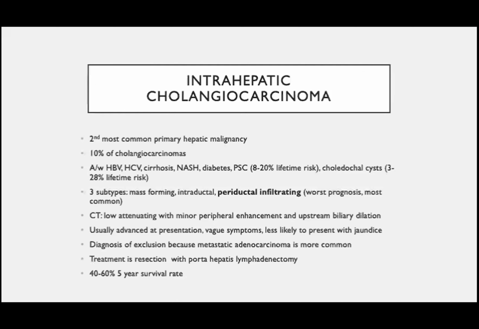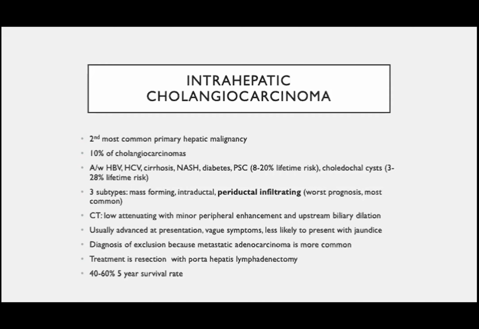Next is intrahepatic cholangiocarcinoma. It's the second most common primary hepatic malignancy, 10% of cholangiocarcinomas. It's related to similar risk factors like HBV, HCV, NASH, diabetes, PSC, which has an 8 to 20% lifetime risk, or choledochal cysts, which have a 3 to 28% lifetime risk. There are 3 subtypes: mass forming, intraductal, and periductal infiltrating, which has the worst prognosis and is unfortunately the most common.